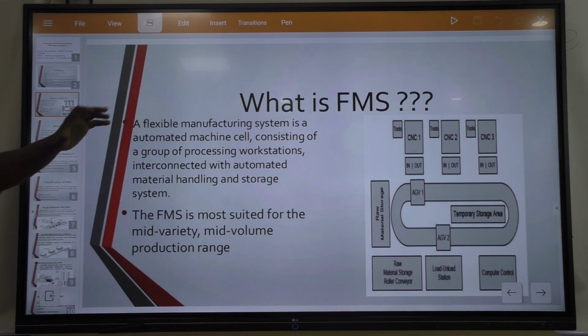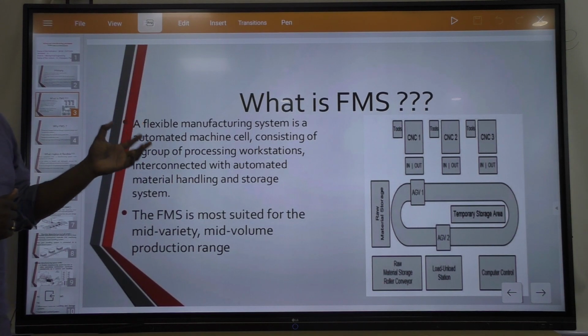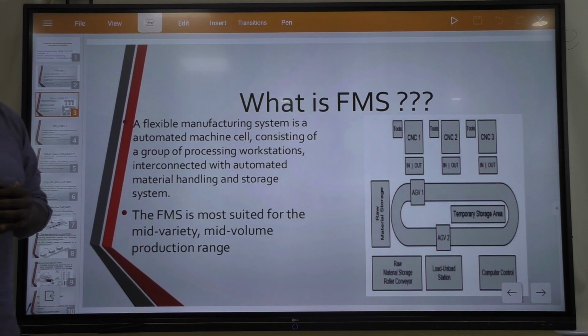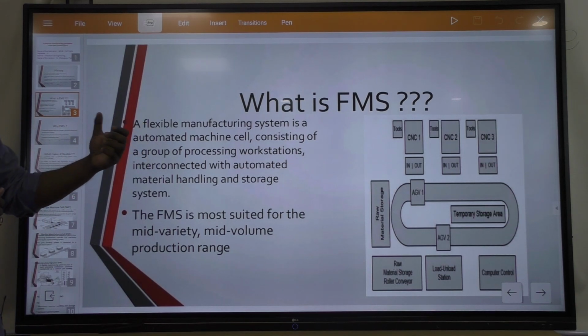So basically a flexible manufacturing system is an automated machine shell consisting of a group of processing workstations interconnected with automated material handling and storage system. Then the FMS is most suited for mid variety, mid volume production range. So obviously from the flexible manufacturing system, it is clear that we will use some type of system to carry out the raw material to the different CNC machines.